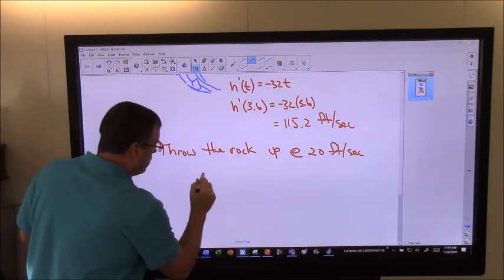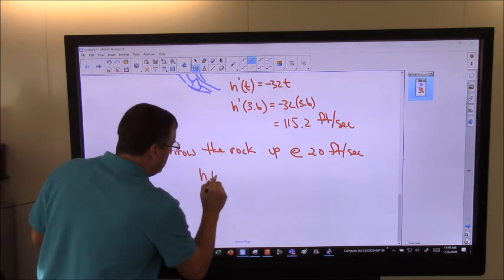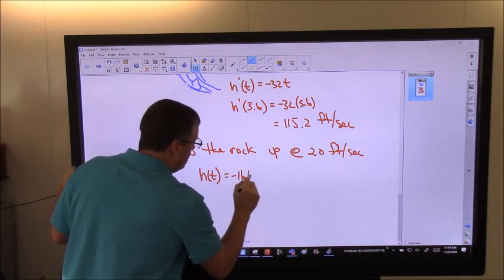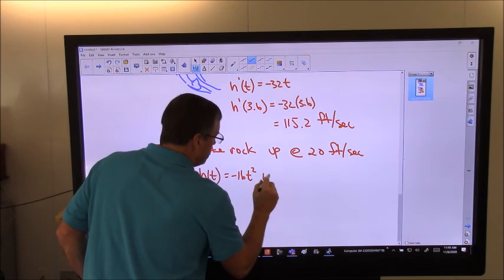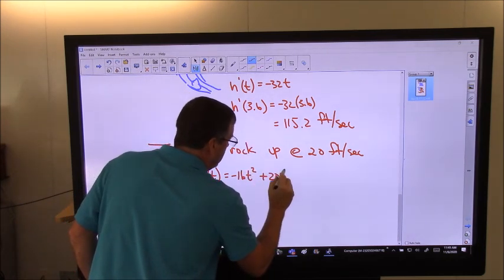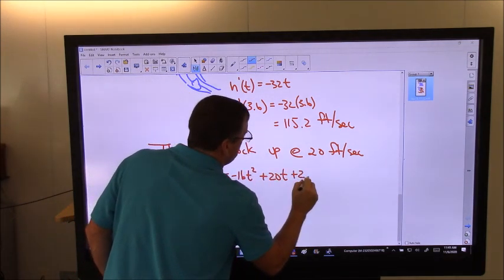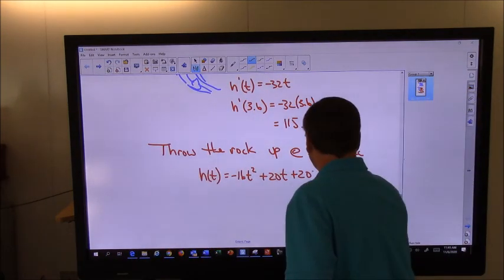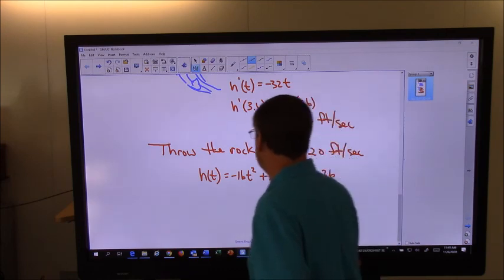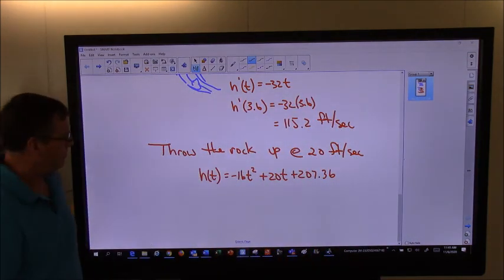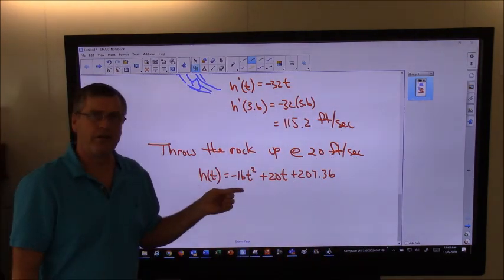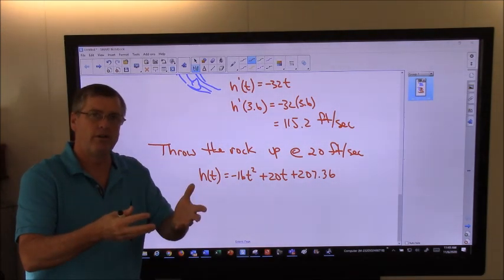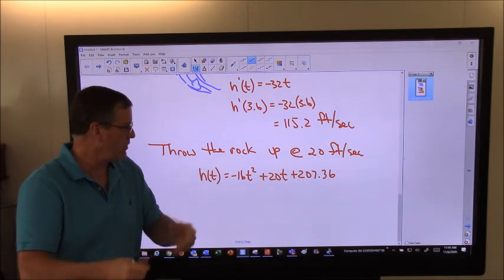So now my equation becomes this. H of t equals a negative 16t squared plus, because it's going up, 20t plus, what was it, 207.36? Now it's going to take a little longer to hit the bottom now, right? Because I didn't just let go and drop it. It's got to take more than the 3.6 seconds.